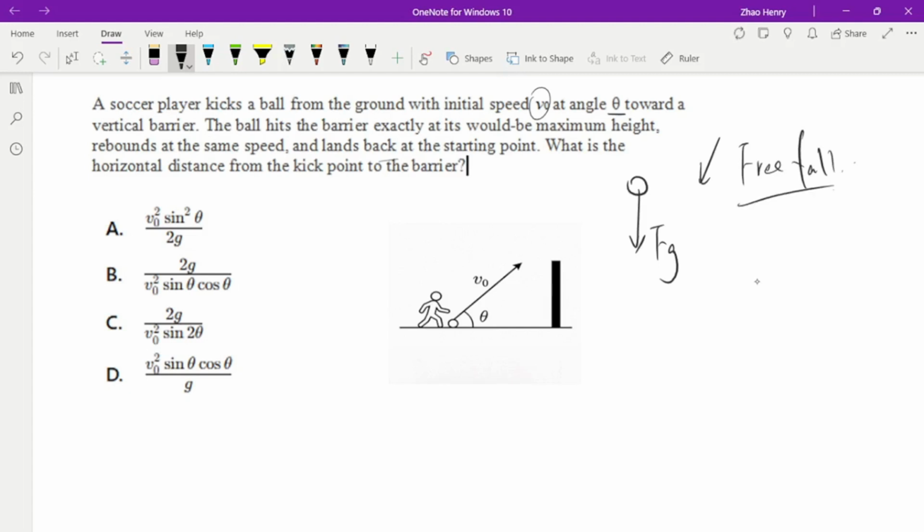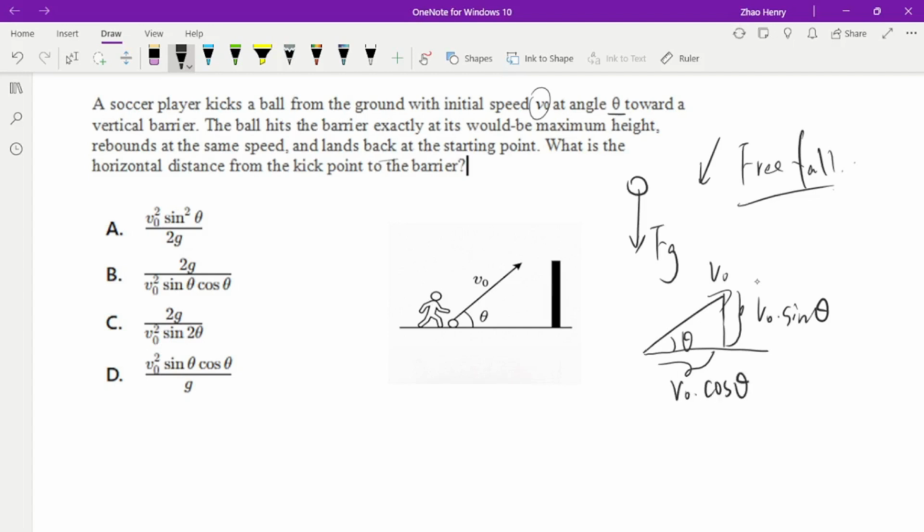And then the ball is moving with an initial speed v0 at angle theta towards the vertical barrier. So let's draw v0 and angle theta. This is v0. Which means we can figure out the vertical and horizontal components of v0 using trigonometric ratios. The vertical component is v0 times sine theta, and the horizontal component is v0 times cosine theta.